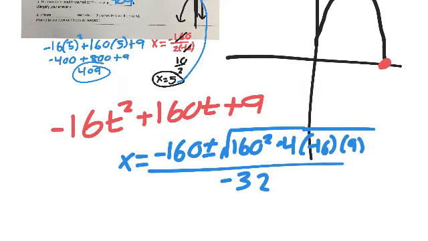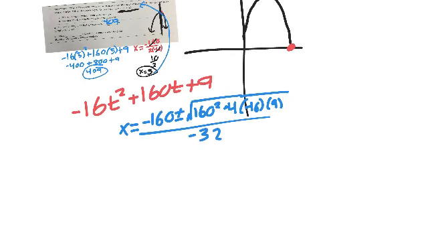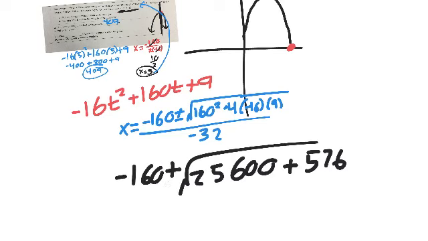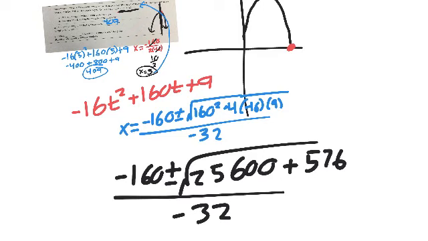160 times 160 is 25,600. 4 times 16 times 9, that's going to be positive 576. So I'm taking the square root of that. Negative 160 plus or minus, over negative 32. Okay, so 576 plus 25,600 is 26,176. And then I'm taking the square root of that.